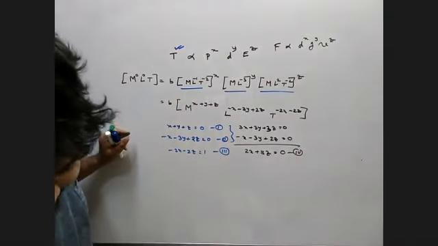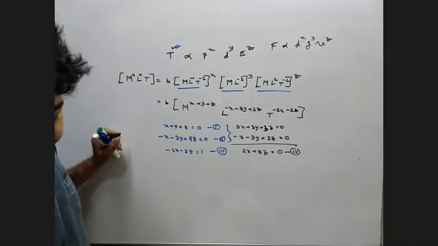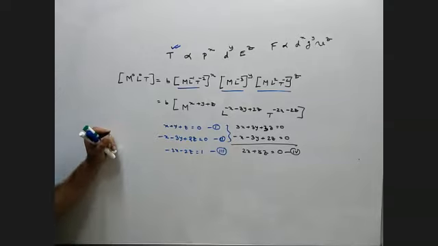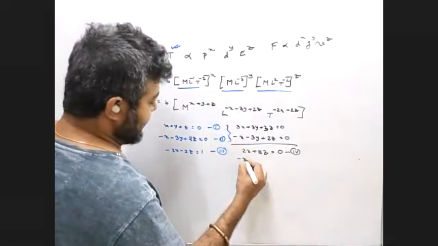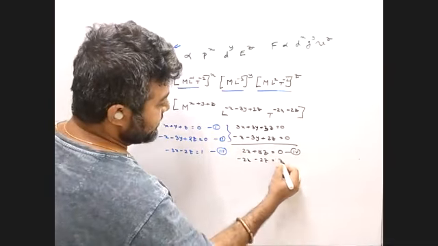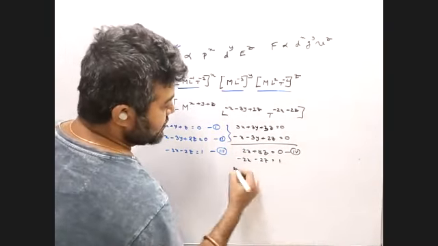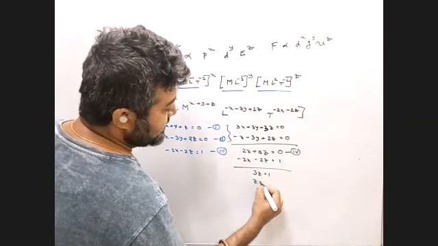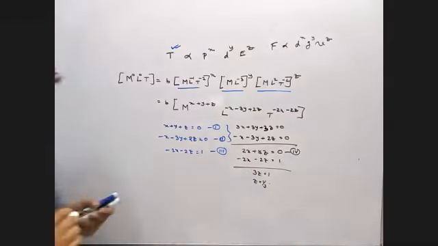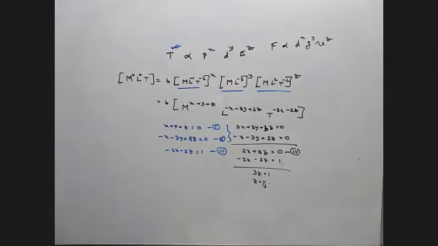Everyone, is it okay? Yes, sir. Now we have 2x plus 5z, and here we have minus 2x minus 2z equals 1. If you add them, 3z is 1, so z is 1 by 3. Is it clear? Can we write this? Yes, sir.